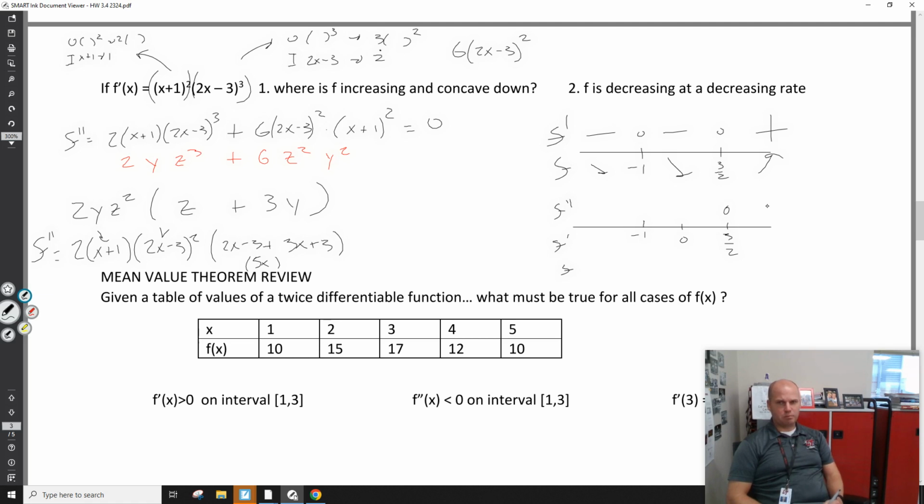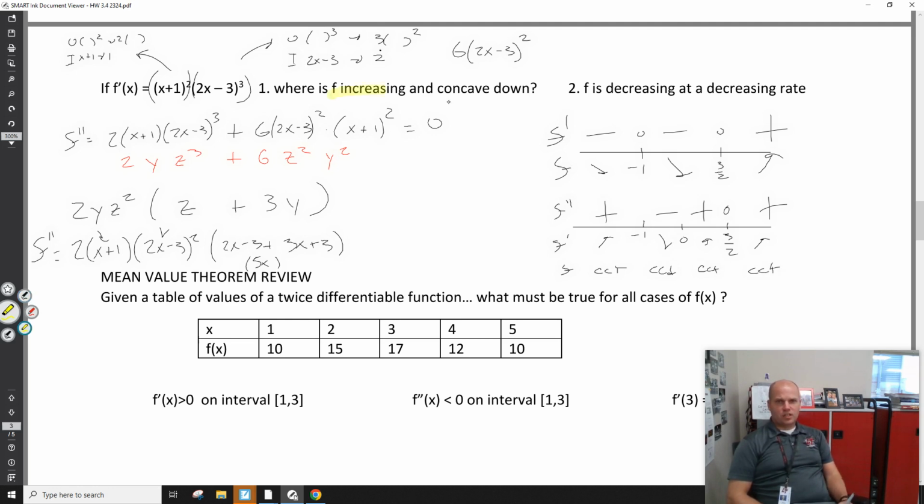If I plug in something big, that'll be positive. This will stay positive. This will switch to negative. This will switch to a positive. F prime is increasing, decreasing, increasing, increasing. F is concave up, concave down, concave up, concave up.